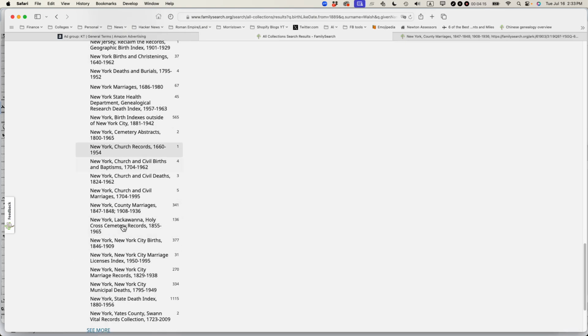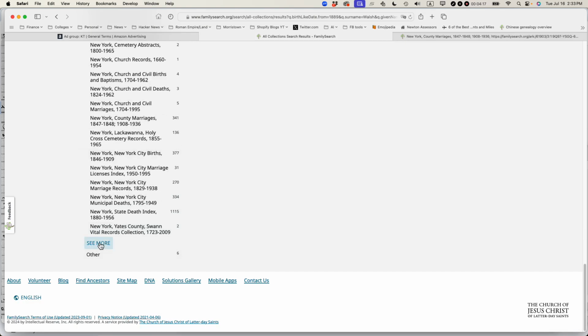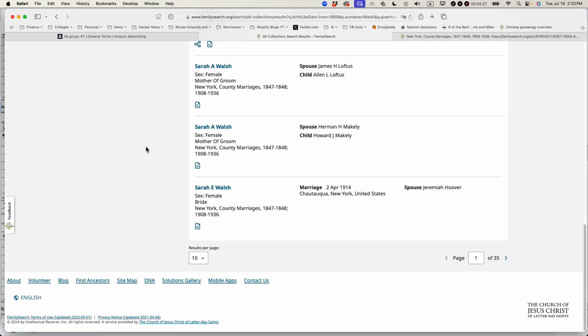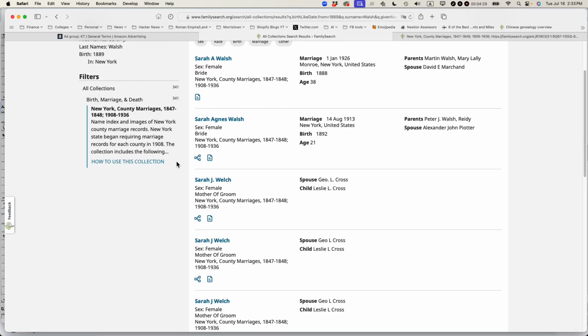And wow, there's quite a few. Actually, I noticed that there's other licenses for other parts of New York. So New York City is handled differently. And then also I see that there's this one too. So let's take a look at the New York County. Okay, this might be better.